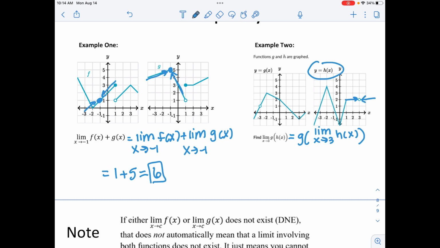And there is no function value there, but the limit does exist because the left and the right side approach 2. So now I know that I'm going to look for g of 2. I'm going to go to my g function, and g of 2 is 0. So that is my answer.